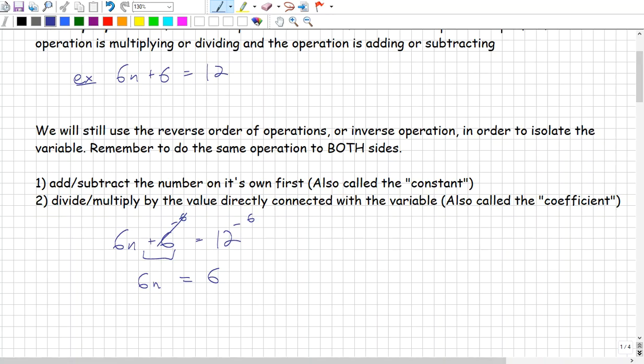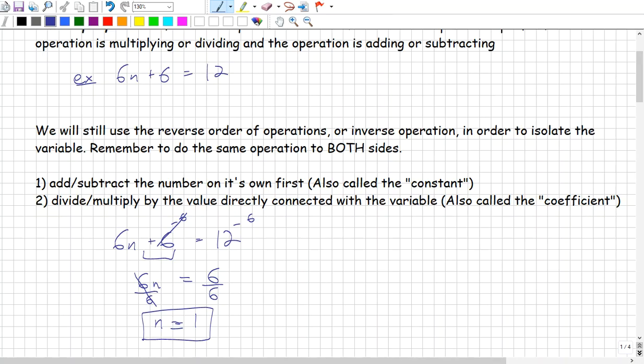So step 1 will usually be adding or subtracting. And then step 2 will be either multiplying or dividing to get rid of the value that's directly connected to the variable. And this value is also called the coefficient. So these are terms that you have to be familiar with. In order to get rid of the 6 in front of the n, I divide by 6 on both sides. Remember that when I divide by 6 on the left-hand side, this equals 1. And I'm left with n. In this case, n does equal 1 because 6 divided by 6 is 1 as well. That's not always the case, though.